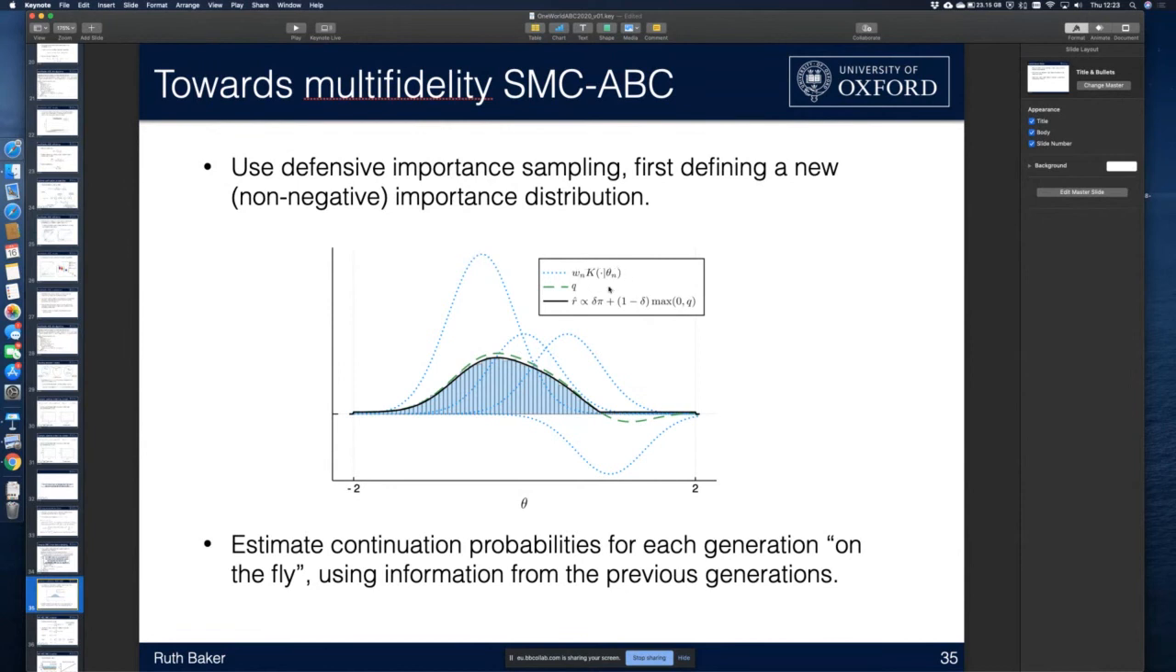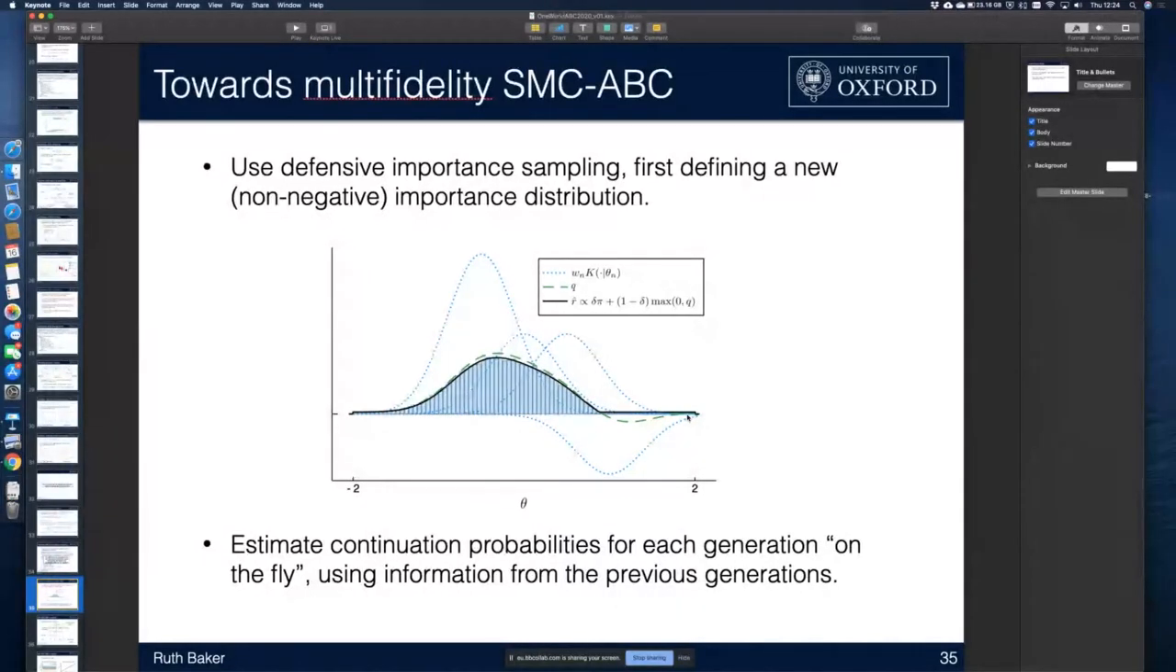When you perturb your parameters using the perturbation kernel K and you weight them, this is what you would get for three of those parameters, and this is the fourth one down here that would have been negative. If you add those all together to get your importance distribution, it gives you the green dashed line, and you can see that somewhere between 1 and 2, this importance distribution becomes negative. So it's not a valid importance distribution. We can't use it.